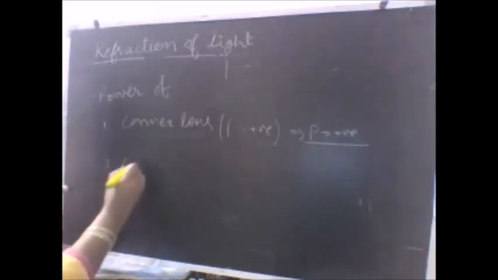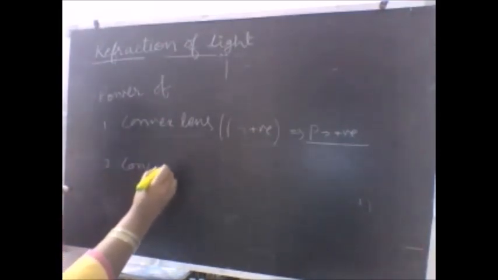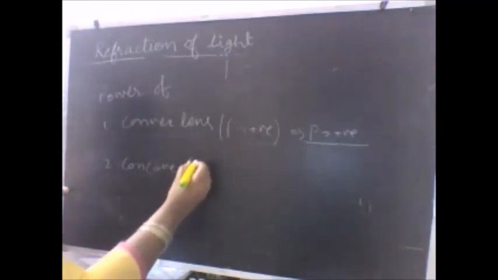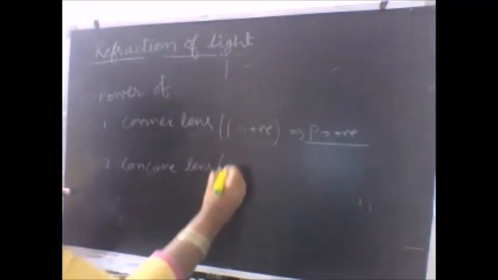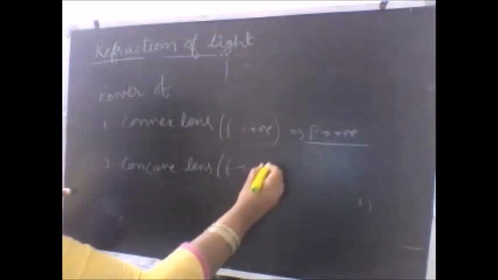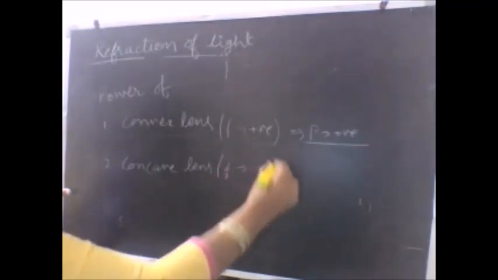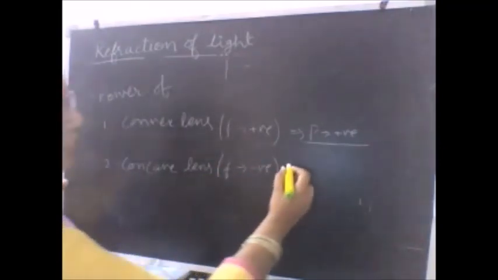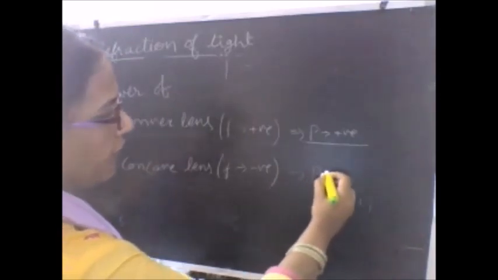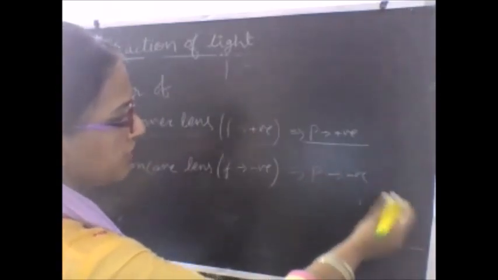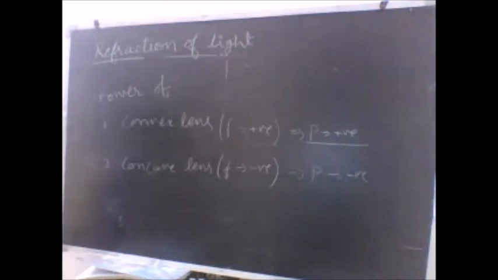And what is the power of a concave lens? Again, same strategy to be used. Concave lens, since it is a diverging lens, focal length is negative here. That means power should be negative. Why should power be negative? Because power is the reciprocal of the focal length.